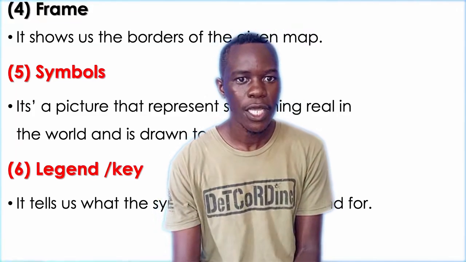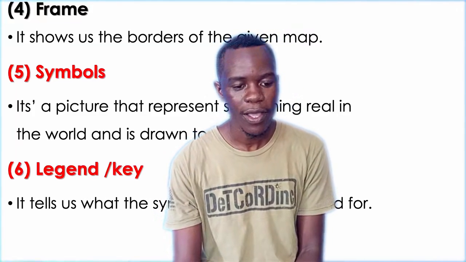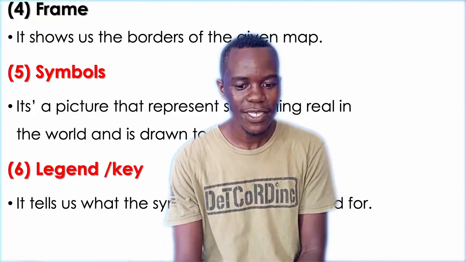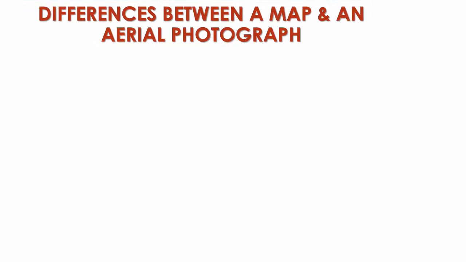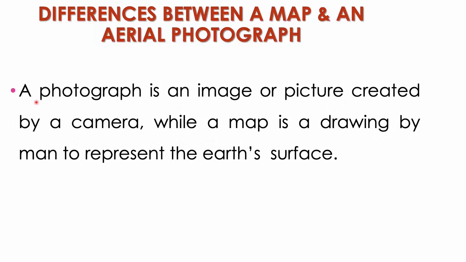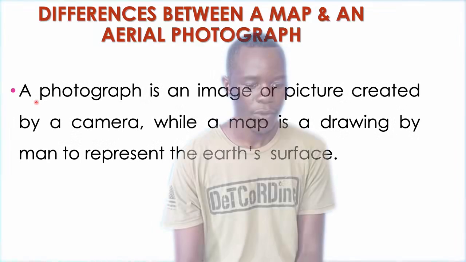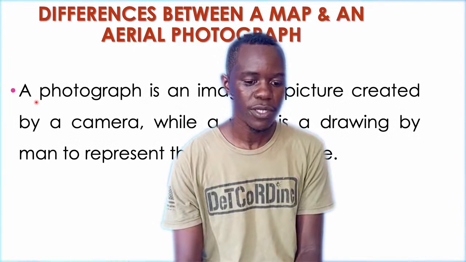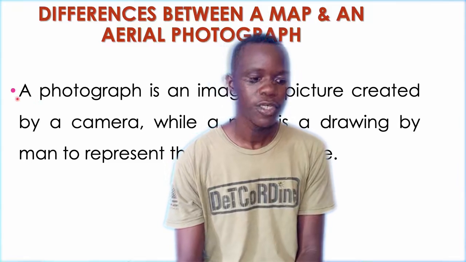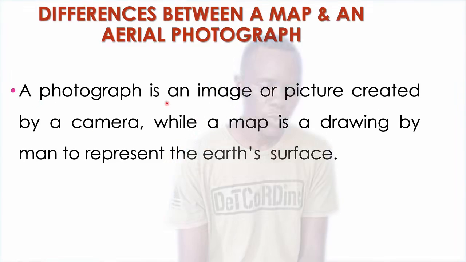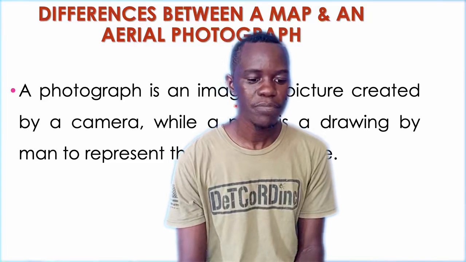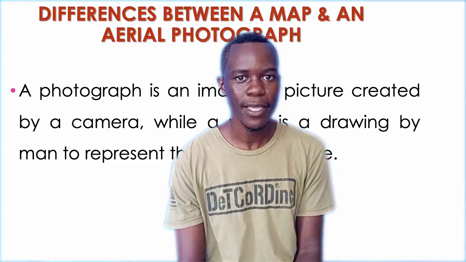Now we're done looking at the components of the map. So let's proceed by looking at the differences between a map and an aerial photograph. A photograph. So the first point is we need to understand what is a photograph. A photograph is an image or a picture created by a camera. So a photograph is that picture which is created by a camera.